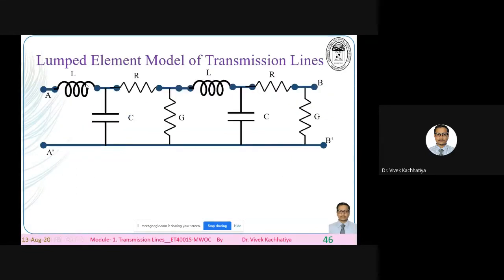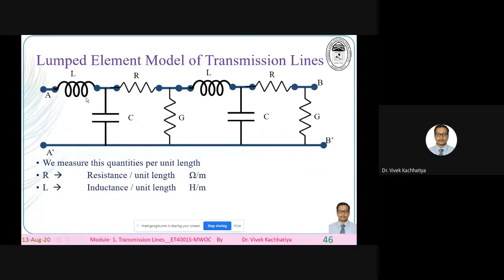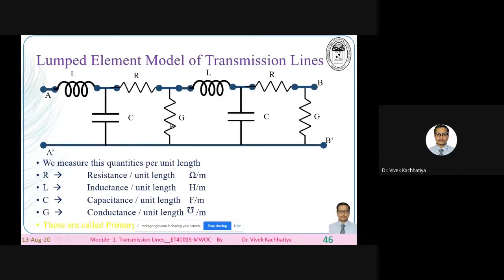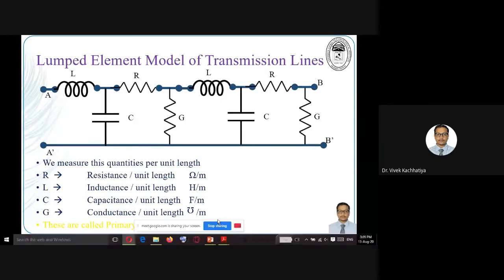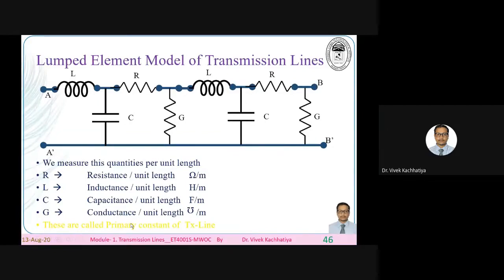We have identified their units, so we measure these quantities per unit length. R will be resistance per unit length, and its unit will be ohm per meter. Similarly, inductance will be henry per meter, capacitance will be farad per meter, and conductance will be mho per meter. These are called the primary constants of a transmission line. Remember, when I ask you what the primary constants of a transmission line are, you are supposed to answer this.